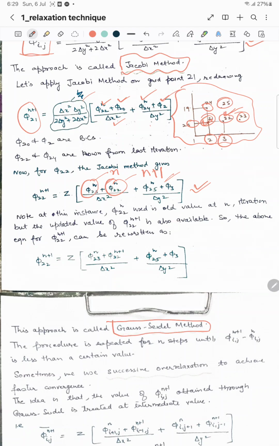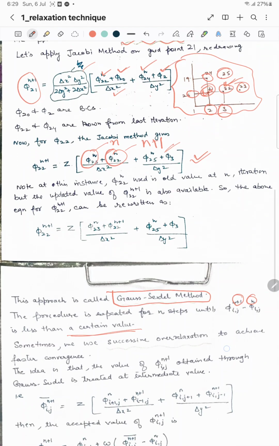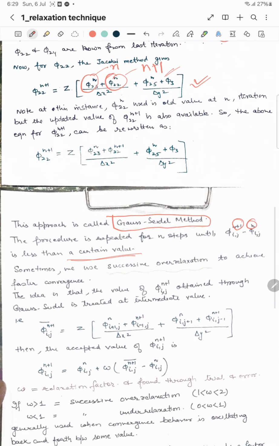Again, it is very commonly used in the softwares. You will come across this term quite often. This procedure actually tries to speed up the whole process. And how long are we going to repeat this? We are going to repeat until the value at nth plus 1 minus the value at n is less than a certain value.